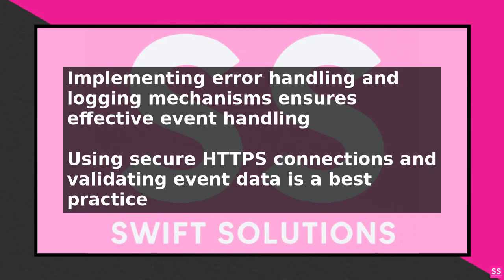In conclusion, managing Bill.com API events requires setting up a webhook endpoint, configuring Bill.com to send event notifications, and implementing error handling and logging mechanisms. By following these steps and best practices, you can effectively automate and streamline your financial workflows using the Bill.com API.